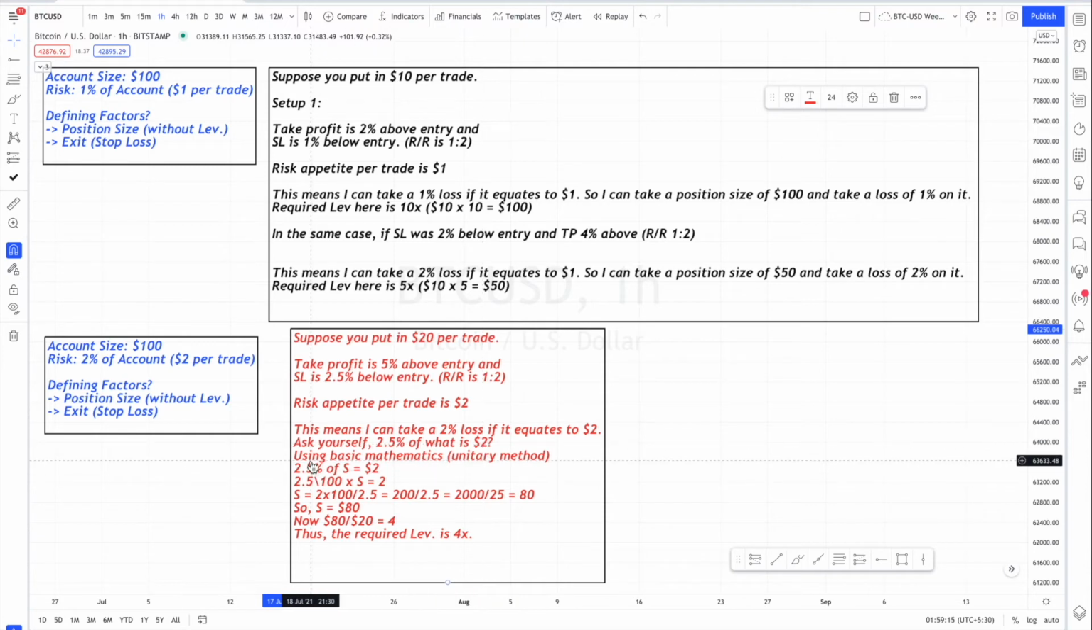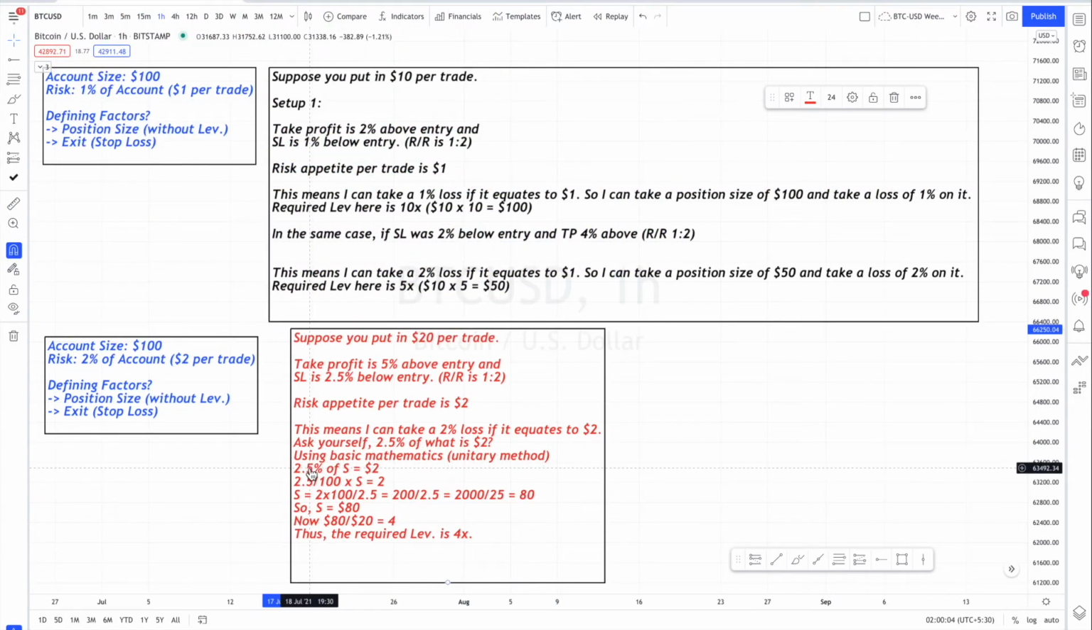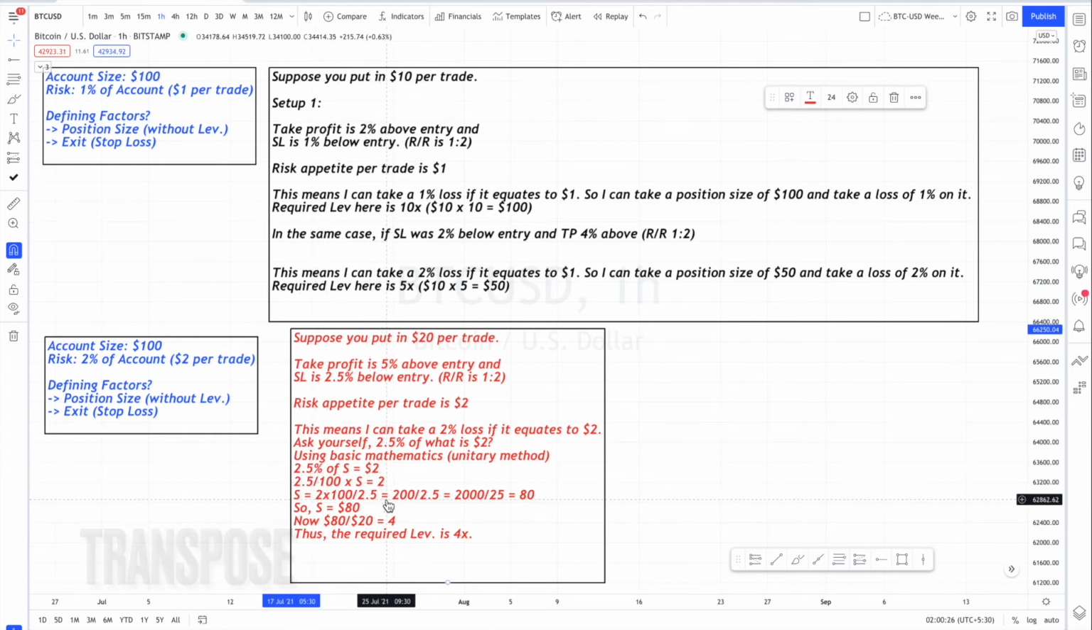Okay? So here you use basic mathematics. Now I'm pretty sure you're familiar with the unitary method. It's a very basic mathematical concept. So 2.5% of S is what? It's your total size. Okay? Total size. So 2.5% of S is $2. We can write 2.5 divided by 100 into S is 2. So S is equal to 2 into 100 divided by 2.5. What did we do? We shifted these numbers here, right? Is equal to 200 divided by 2.5 and 2000 divided by 25 is equal to 80. Now $80 divided by $20 is 4. So your required leverage is 4x.